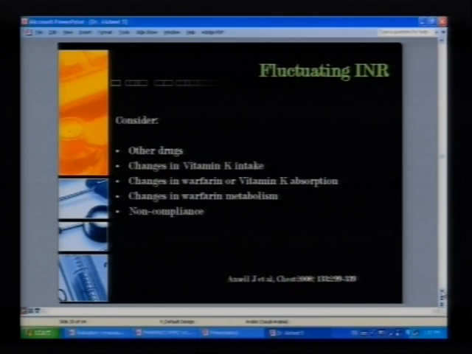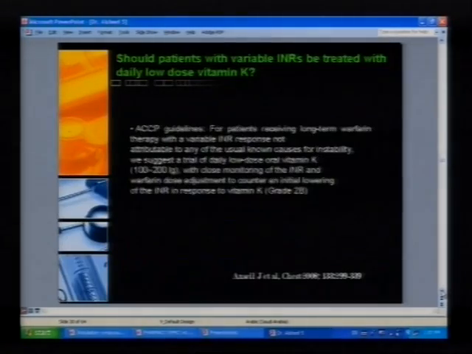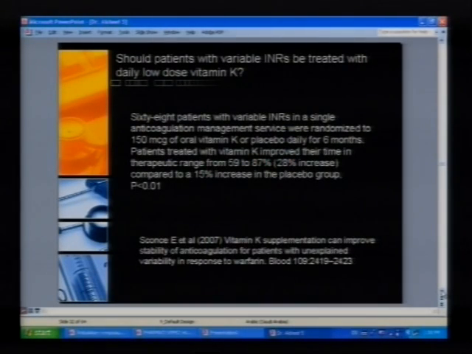For fluctuating INR, you have to consider the classical causes. I'm sure all of you know them, but what is new in the 2008 guidelines is that patients with variable INR may be treated with daily low-dose vitamin K, 100 to 200 micrograms per day, to ensure consistent intake of vitamin K. This is according to the guideline, and this is the trial on which they based this recommendation.